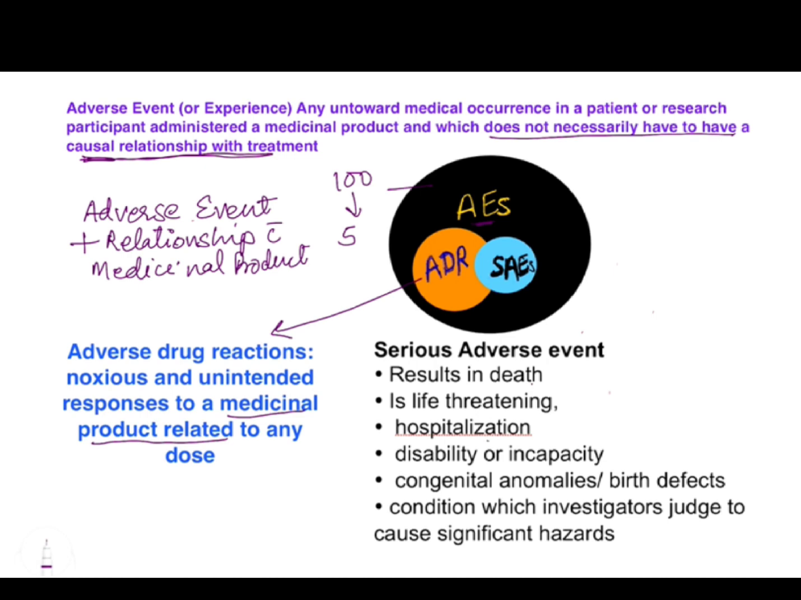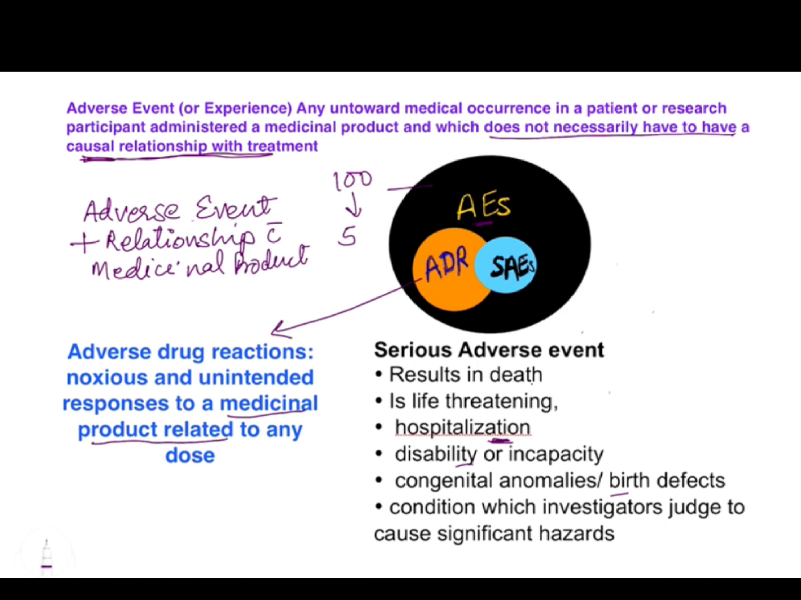If because of this adverse event the patient is facing anything out of this: it may result in death, may be life threatening, may need hospitalization, may cause disability, or there are birth defects, or the investigator thinks that it is potentially hazardous to the patient. So death is when the outcome is death. Life threatening means that it may cause death to a patient.